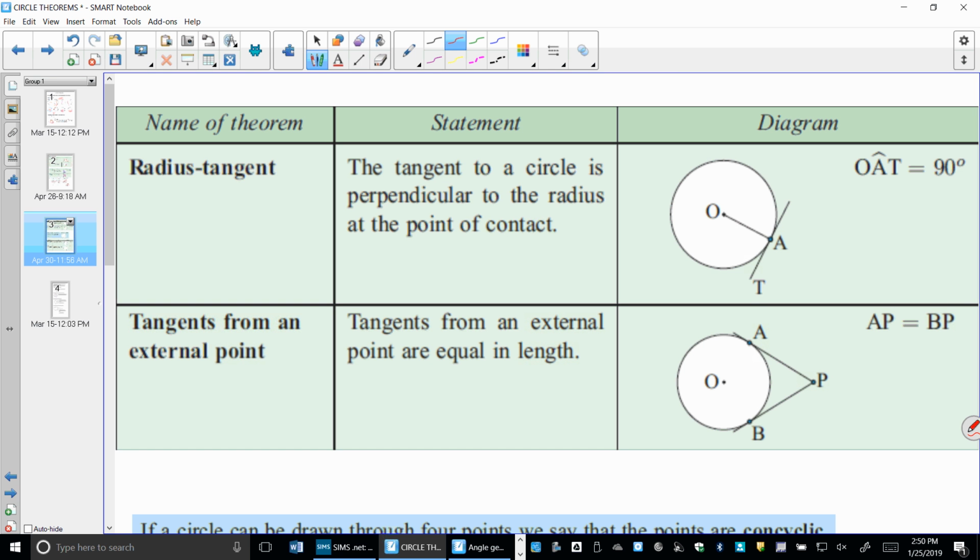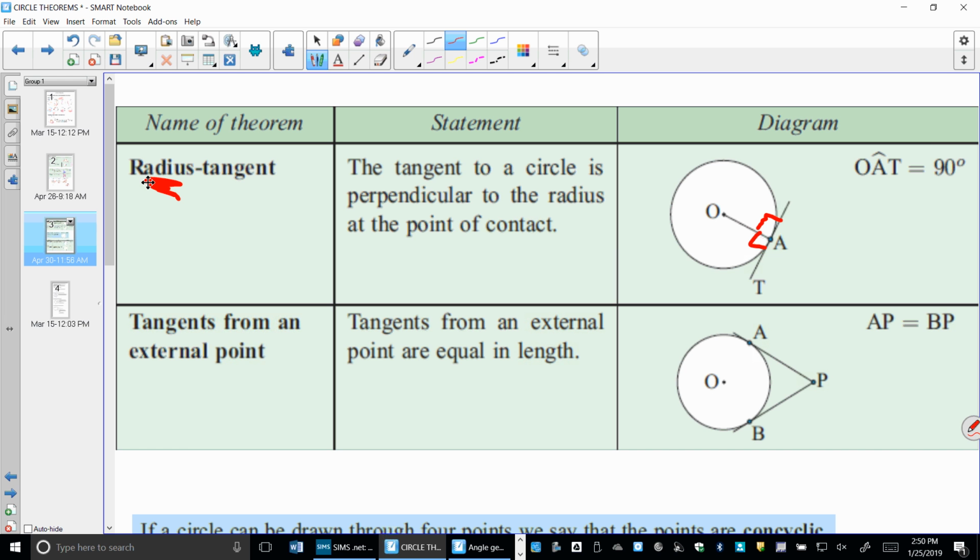Tangents. If a tangent meets the radius, and it's only if it meets the radius. If there's some other random line, it's not going to be this case. But if it comes from the center, then this angle here would be 90 degrees. So a tangent meets a radius at 90 degrees.